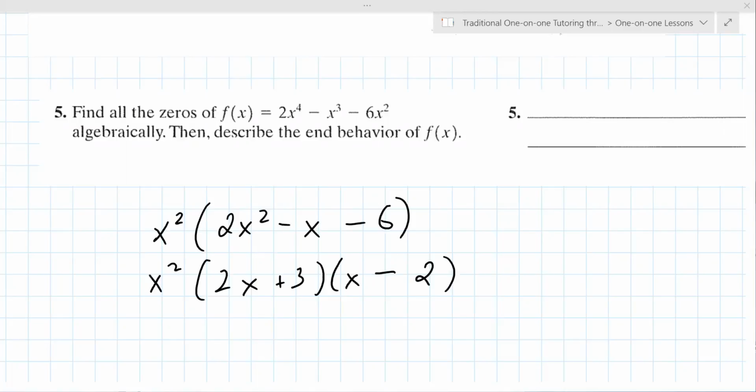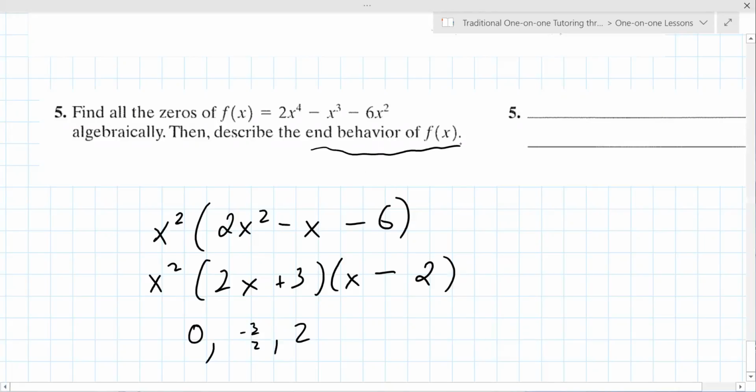So zeros. So the zeros are at 0, -3/2, and +2. Okay, so the end behavior is based on the power term, or the leading term. None of this other stuff matters. So the graph of this thing starts high, ends high.